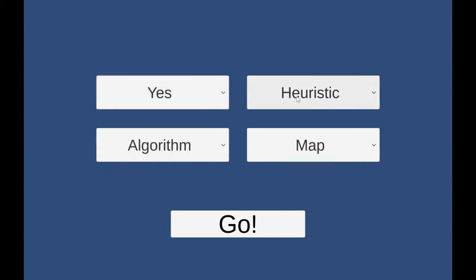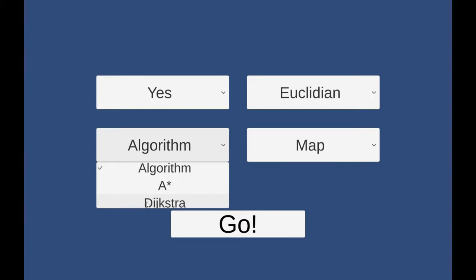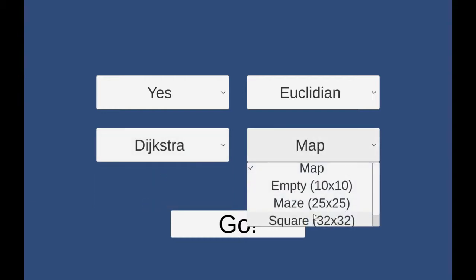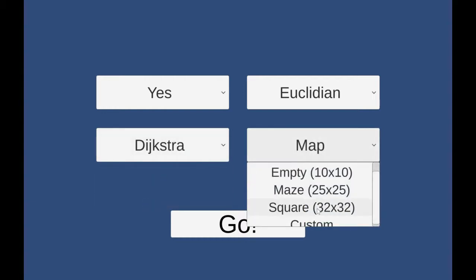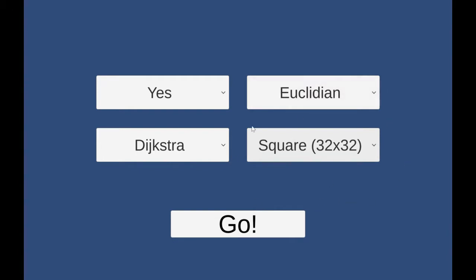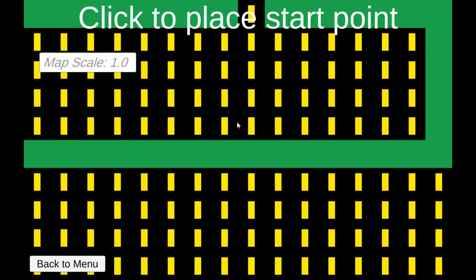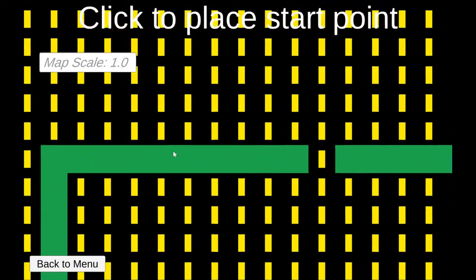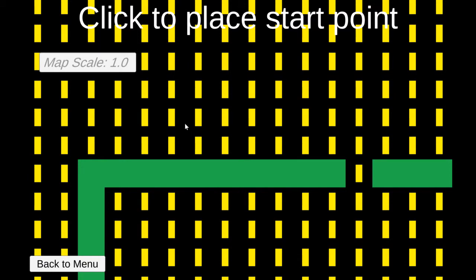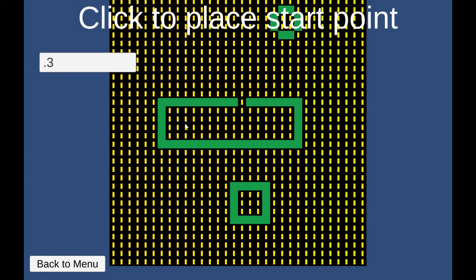Let's say yes to diagonals. We'll use Euclidean. We'll show off Dijkstra, and let's do the square map. This one is over 1,000 cells in the map, which fulfills that embellishment. So this one is really big, so let's scale it down to about 0.3.